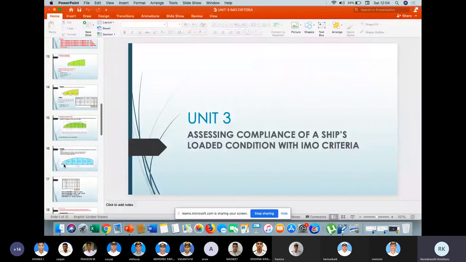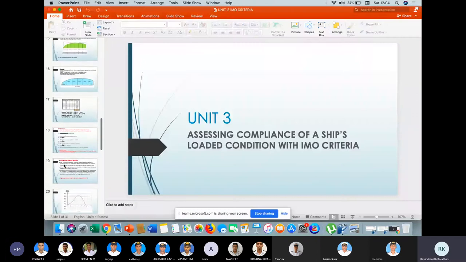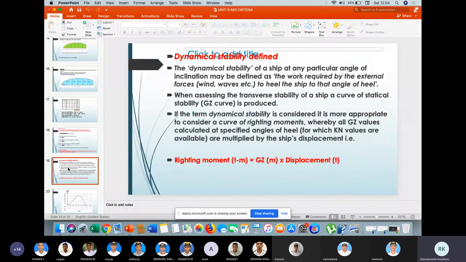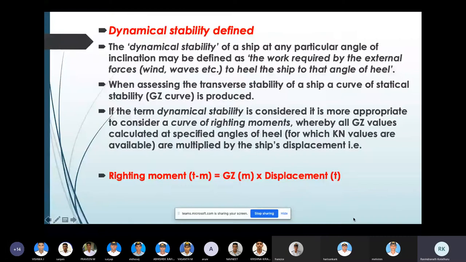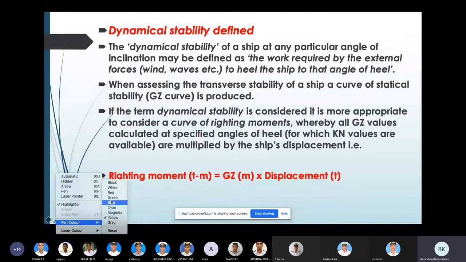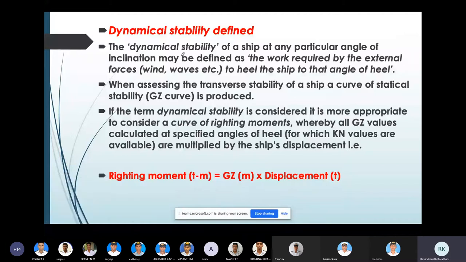And unit 3, last class we finished off Simpson's rule 1 and 2, right? Right, we finished Simpson rules 1 and 2, right? Yes, sir. Okay, fine. So today we'll be starting off with dynamical stability.